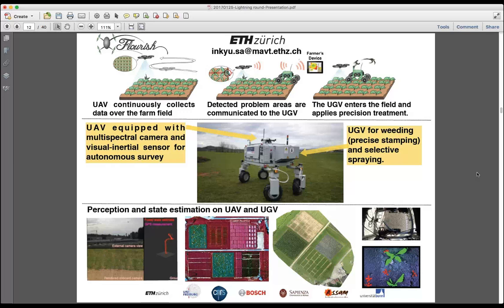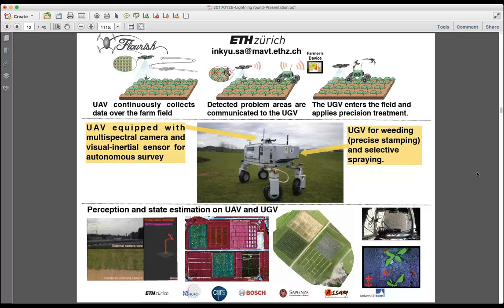The UAV autonomously surveys a farm field, and areas where high weed pressure is indicated are reported to the UGV, and then the UGV navigates to the area for applying treatment. From the second row, we utilize a quadrotor equipped with a multispectral camera and a visual-inertial sensor for weed detection and UAV state estimation respectively. To minimize soil compaction, the UGV only navigates to problematic areas suggested by the UAV for autonomous ground intervention, such as precise stamping and selective spraying.